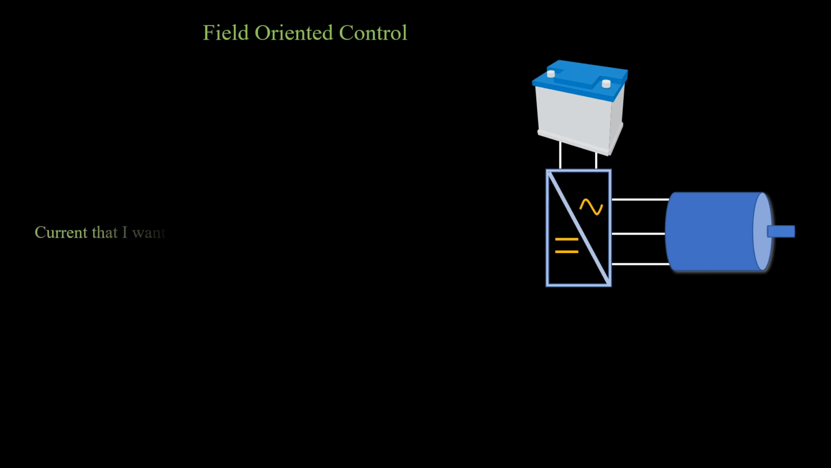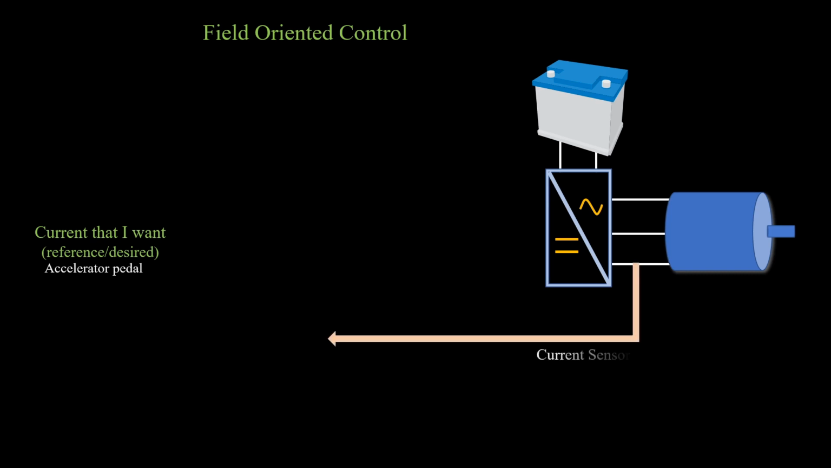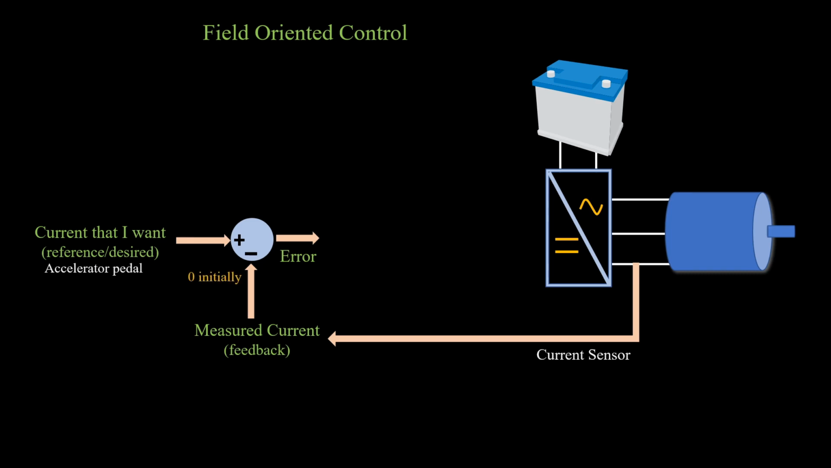I have the current that I want to supply. You can imagine this signal coming from the accelerator pedal in a car. The more the pedal is pressed, the higher the torque you want, which implies the desired current is more. I can measure the current in the windings with the help of a current sensor. I will find the error between the two. The current at the start will be 0, so the error will be positive.